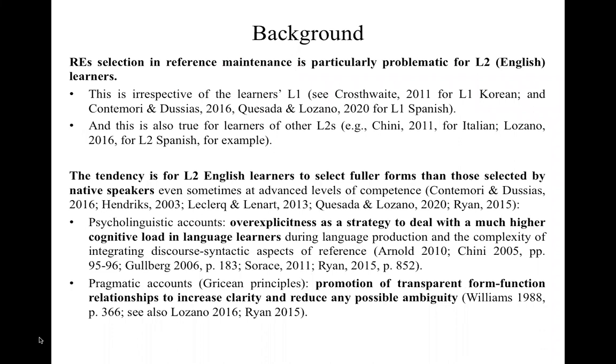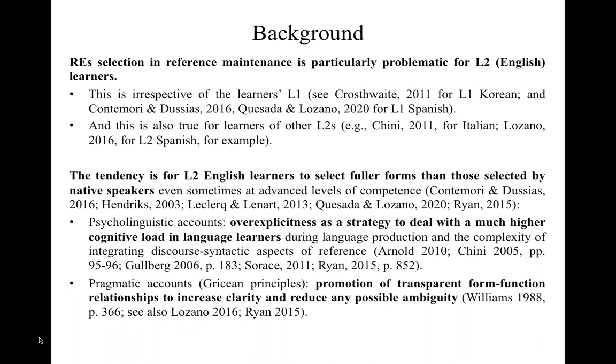Referring expression selection in reference maintenance, specifically in this discourse context, when reference is maintained to the same antecedent co-referent, is particularly problematic for L2 learners, and in our case, for L2 English learners. And this is irrespective of the learner's L1. What they do is select fuller forms than those selected by native speakers. And this also happens sometimes even at advanced levels of competence.